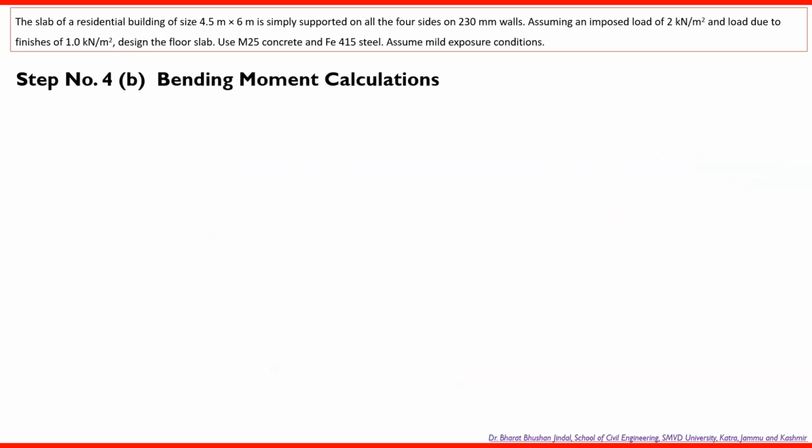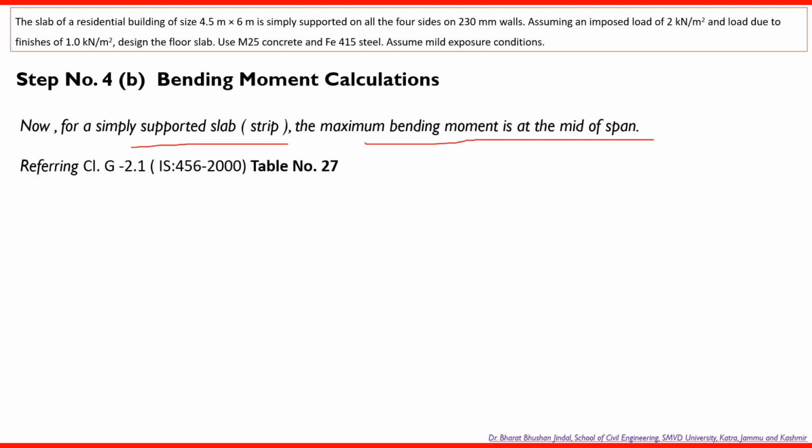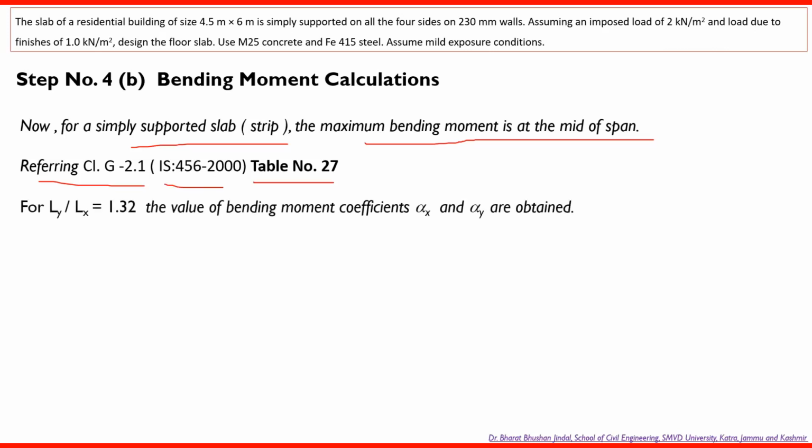So in step number 4b, we can calculate the bending moment. For a simply supported type of slab, we are going to take a strip of the slab, and the maximum bending moment is taken at mid of the span of the simply supported slab. For the calculation of bending moment, we have to take bending moment coefficients from Table 27, which is available in clause G-2.1, that means Annexure G, clause number 2.1 of IS 456.